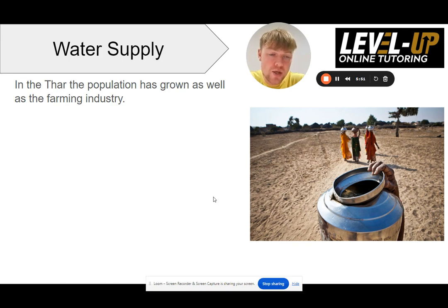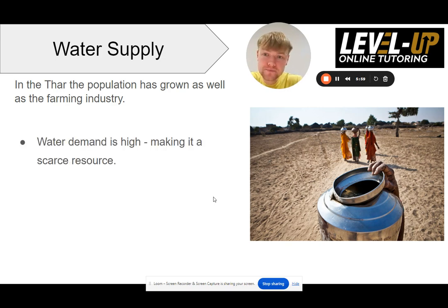So again, there's high rates of migration, but we've also got commercial farming and irrigation which is taking place. So a lot of that water is being used for irrigation and perhaps isn't accessible to people for a supply of water. So water demand is high, making it a scarce resource, as you would expect.